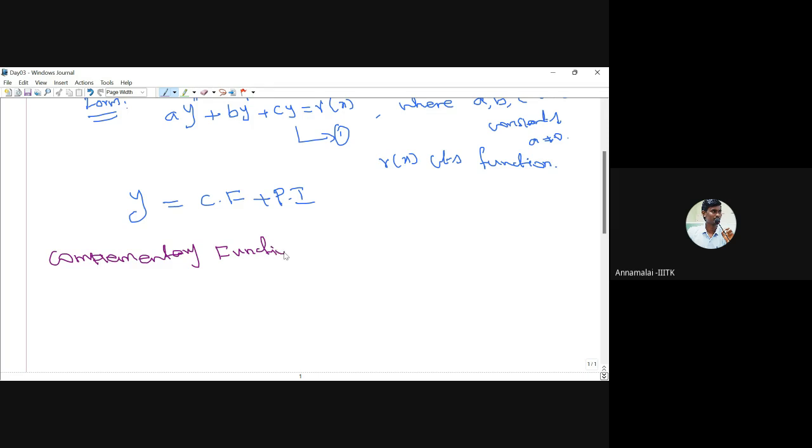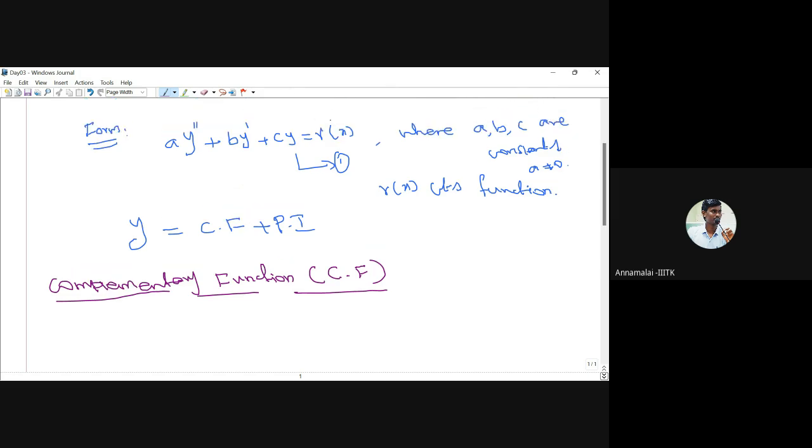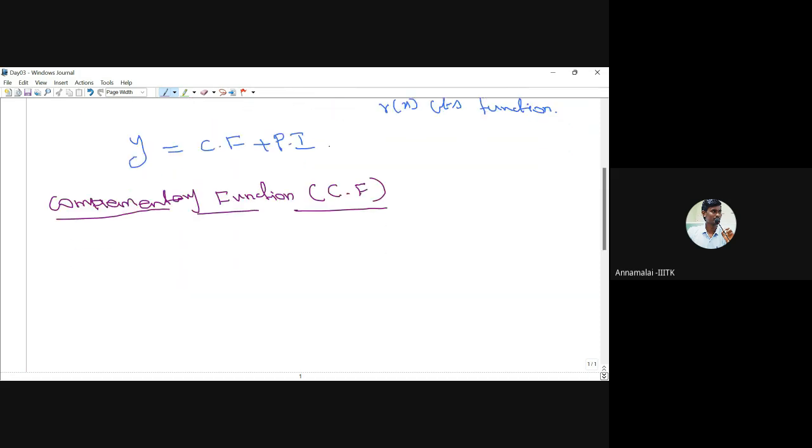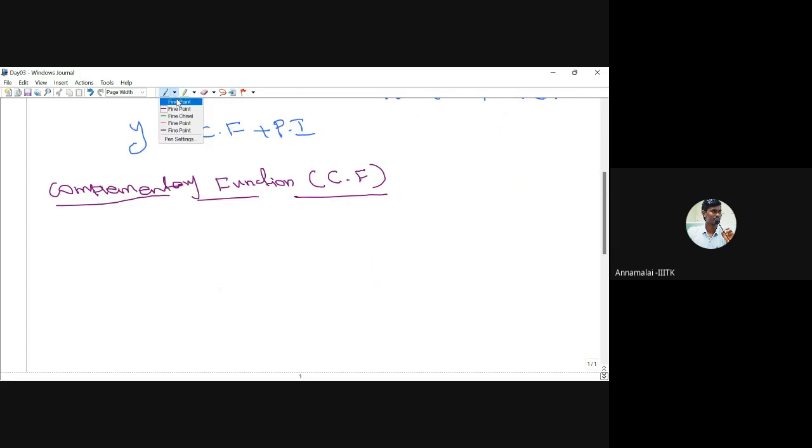Any solution of a second order differential equation, even if you take a variable coefficient or constant coefficient, contains two parts. One is the complementary function, another one is the particular integral. So the complementary function is nothing but the solution of the homogeneous equation. The given equation is non-homogeneous, because on the right hand side we have a function r of x. Suppose the right hand side is 0, such an equation is called a homogeneous equation. The solution of the homogeneous equation is called the complementary function.